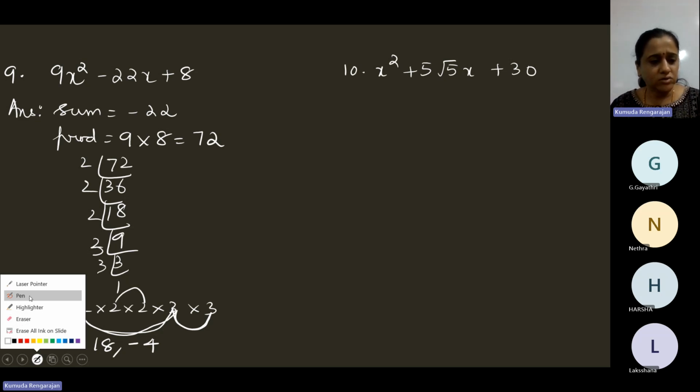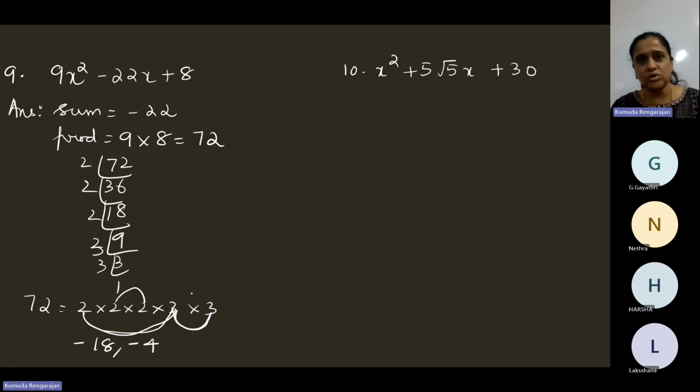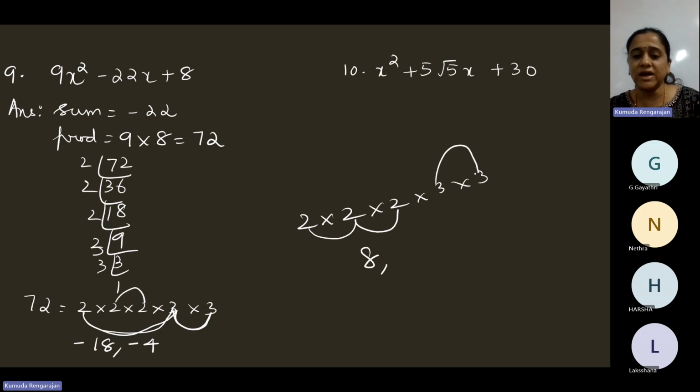So you should do the trial and error method. You should do different combinations. Like what else can you do? You have 2 into 2 into 2 into 3 into 3. Maybe you can do 2 4s are 8, 4 2s are 8 is one number, and 3 3s are 9 is the other number. So 8 and 9. Now 8 9s are 72.